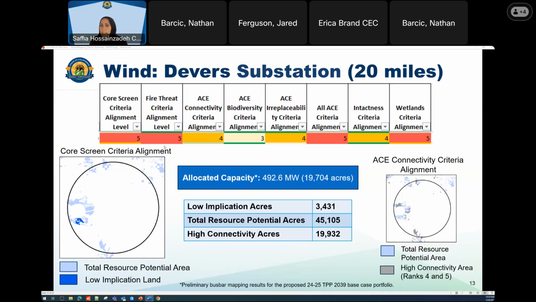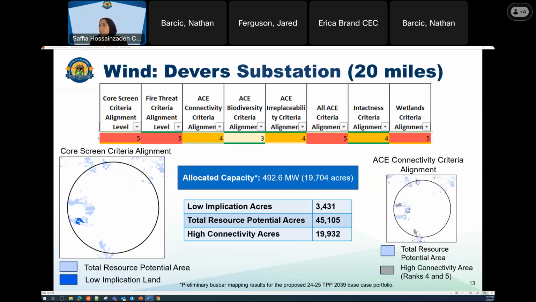And the protected area layer, specifically the BLM lands, have removed a large portion of this area from consideration. And the techno-economic exclusion layers are also a considerable driver of the limited land area available for this resource generation here. So that produces this image on the left, where I'm showing the total resource potential. And overlaid on top of that in the darker blue is the low implication land area.